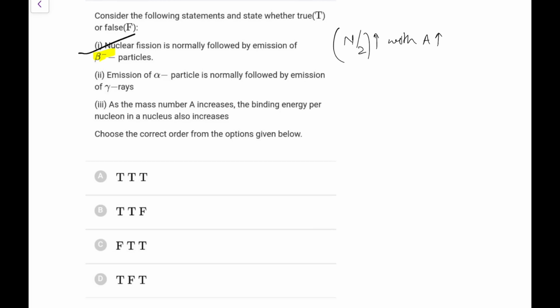Emission of alpha is normally followed by emission of gamma radiations, and as the mass number A increases, the binding energy per nucleon in a nucleus also increases. This is not always right, so the last one is false and these two are true, so we will go for option B, TTF. That would be the answer.